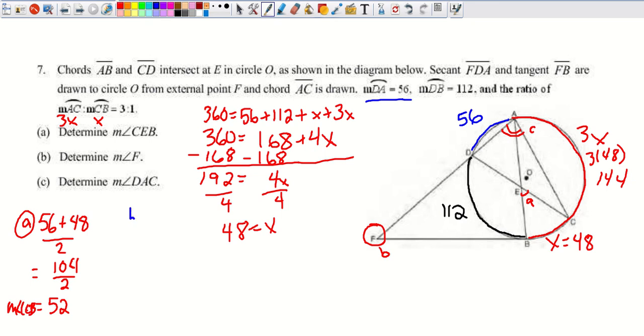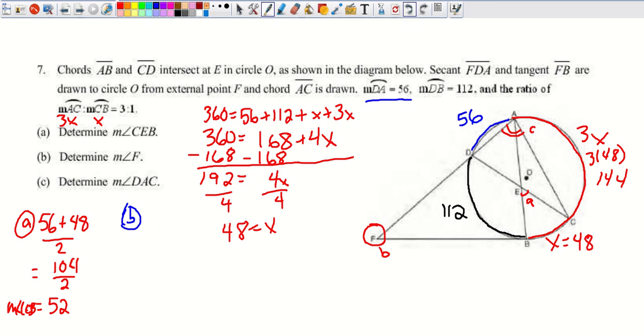For part B, we want to know angle F. Remember, outside is different. We want to do half and subtract. So the bigger arc is 144 minus the smaller arc, which is this black arc in here, which is actually, it's not 144, guys.